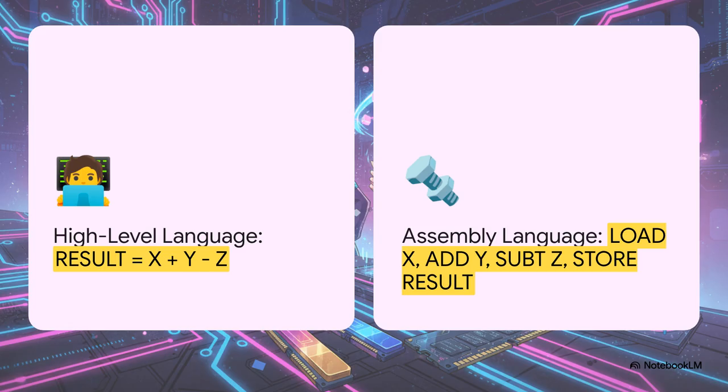This is called assembly language. Instead of one big idea, we now have a very specific to-do list. First, load the value of x. Then, add the value of y to whatever you've got. Next, subtract the value of z. And finally, store that result. It's way more literal, right? We're getting much closer to what the machine actually needs.